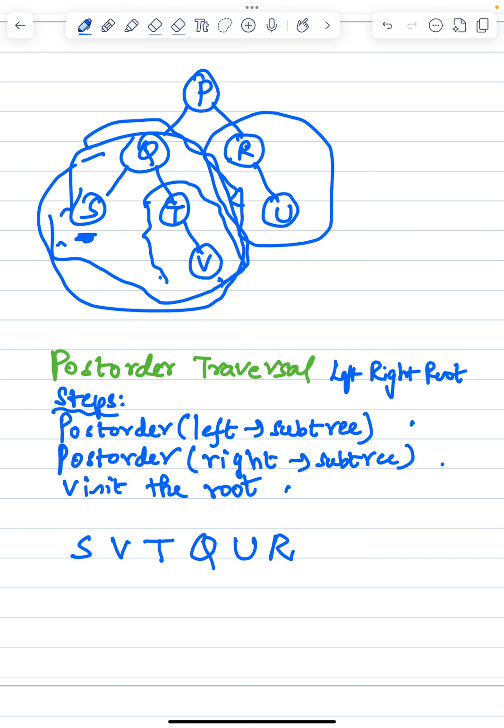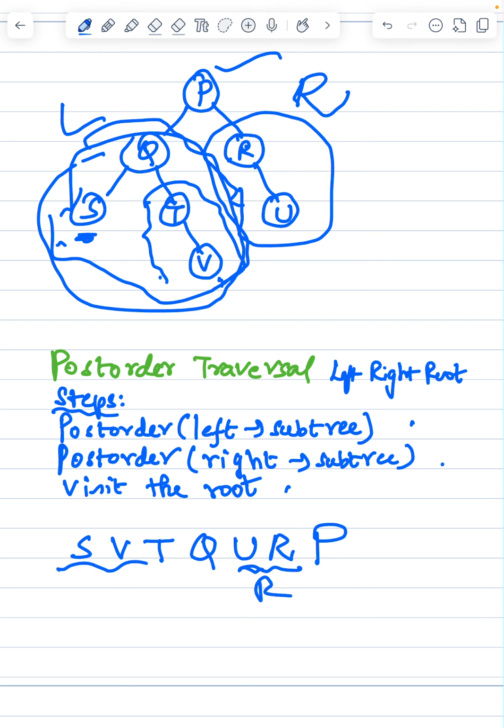At last, our left subtree is done, our right subtree is done. Then the remaining is what? P, which is the root. Got it? Yes. This P is the root. This is my right, this is my left, and this is my root. So this is how post-order traversal works.